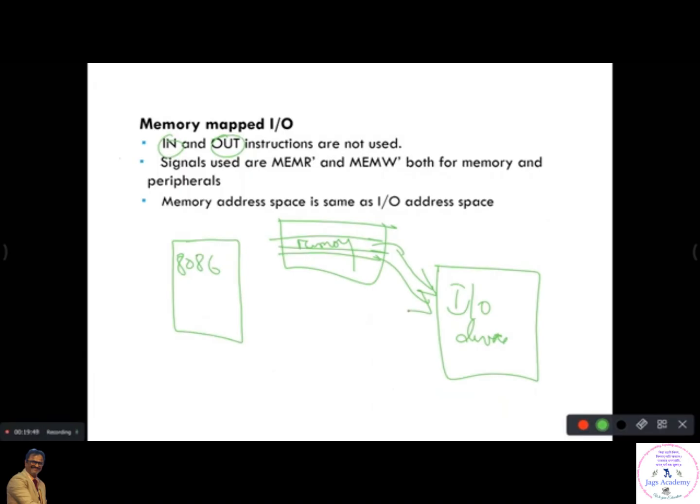Whenever your IO device wants to send the data to the microprocessor, it need not give an interrupt to the microprocessor. It will directly put it in the memory location. Now, what will the microprocessor do?